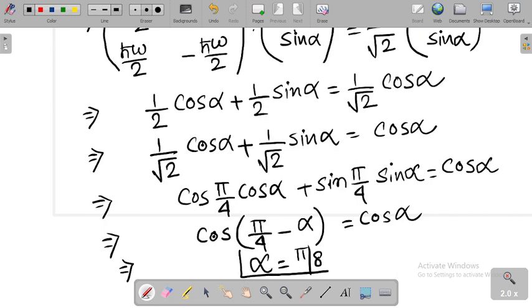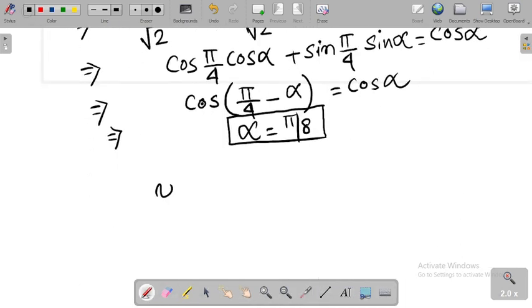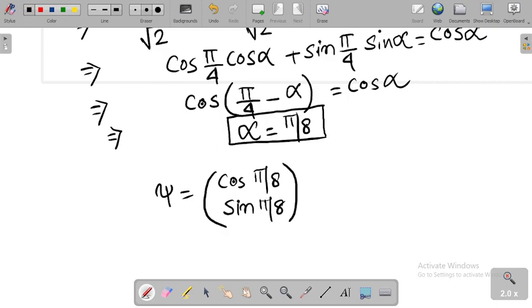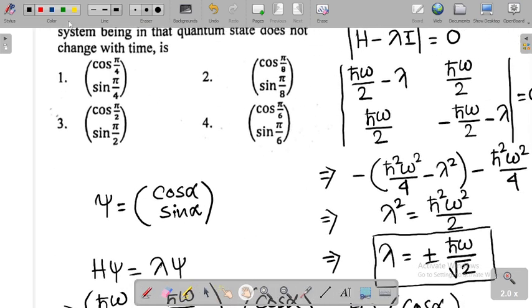If you do the same thing for the negative eigenvalue, you will also get alpha equal to pi by 8. So the possible state psi will be cosine of pi by 8 and sine of pi by 8. So this is the final answer. It's a pretty conceptual problem. I hope you understand this, and thanks for watching.